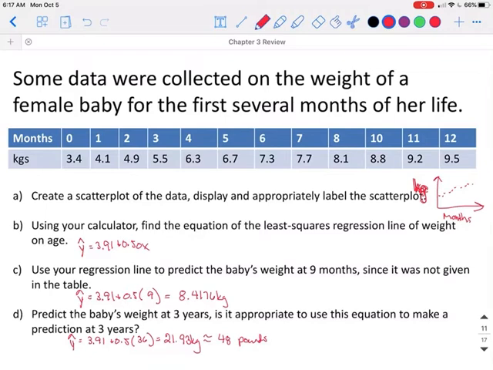Now, it is not reasonable to think a baby is going to keep increasing its height and weight at the same rate it was during the first year of its life. So this is an extrapolation. It is well past the data point that we have because our last data point is 12 months. So it is not appropriate to use this equation to make a prediction for a child at 3 years.